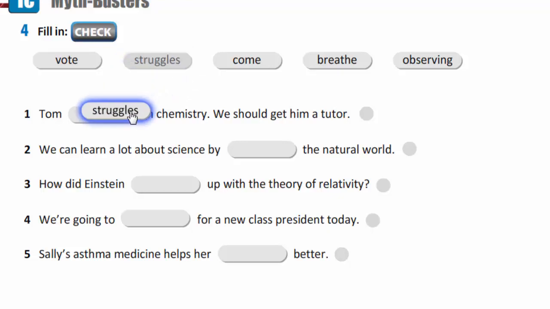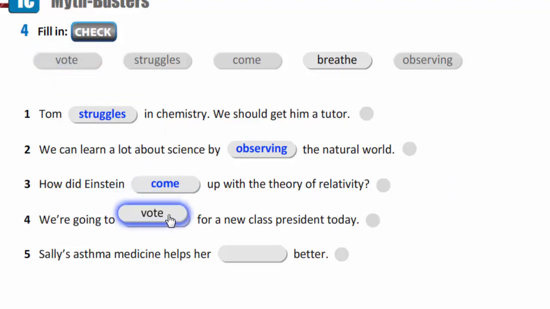Tom struggles in chemistry. We should get him a tutor. We can learn a lot about science by observing the natural world. How did Einstein come up with the theory of relativity? We are going to vote for a new class president today. Sally's asthma medicine helps her breathe better.